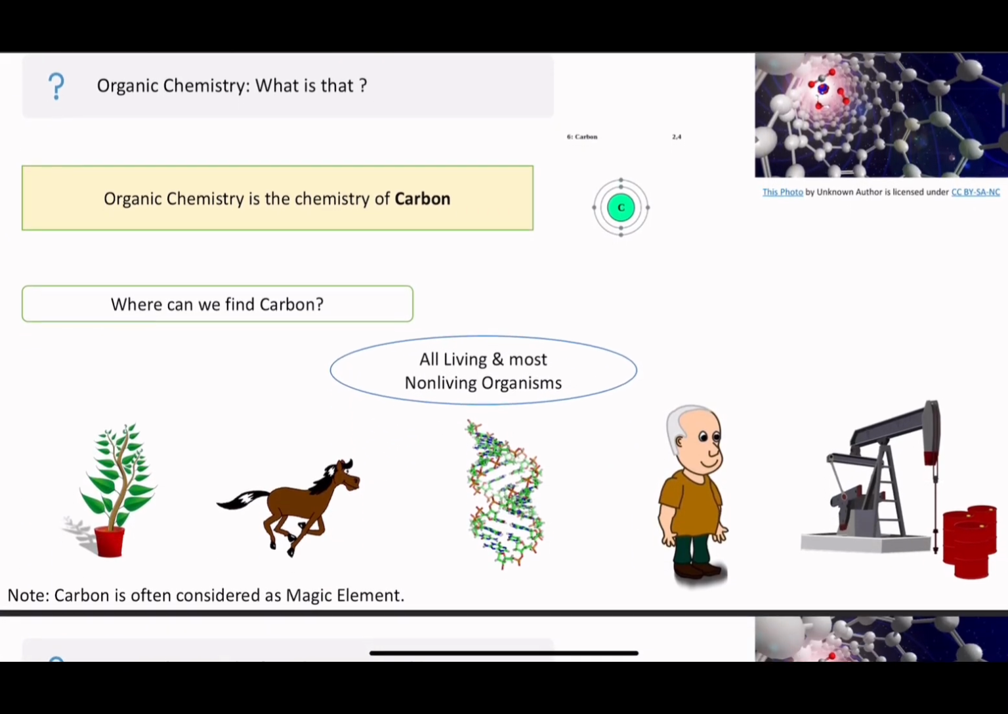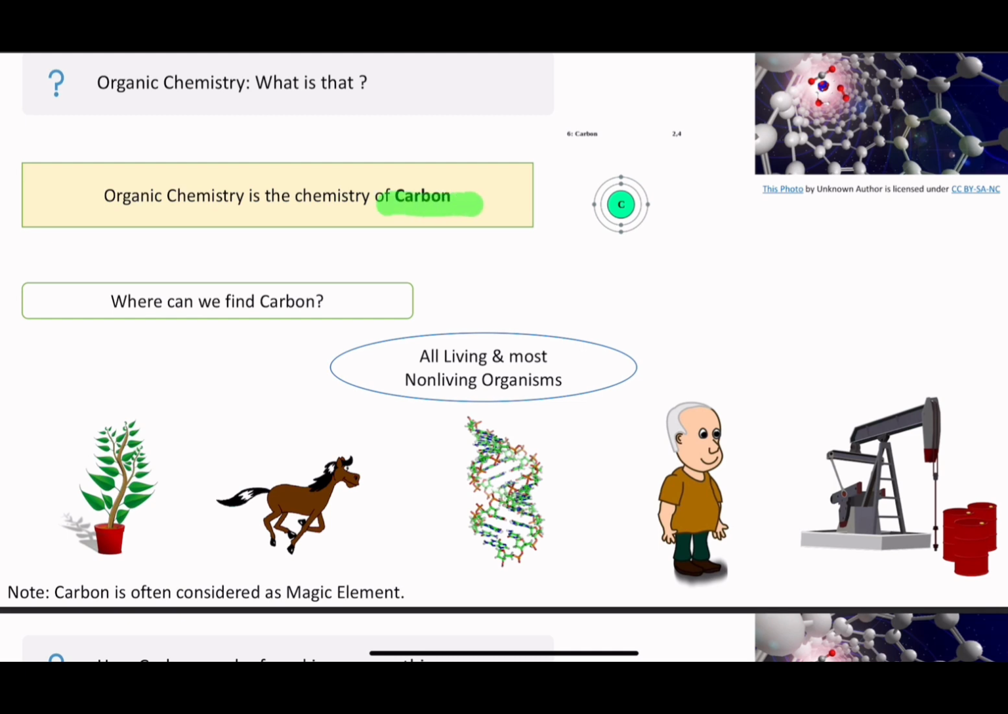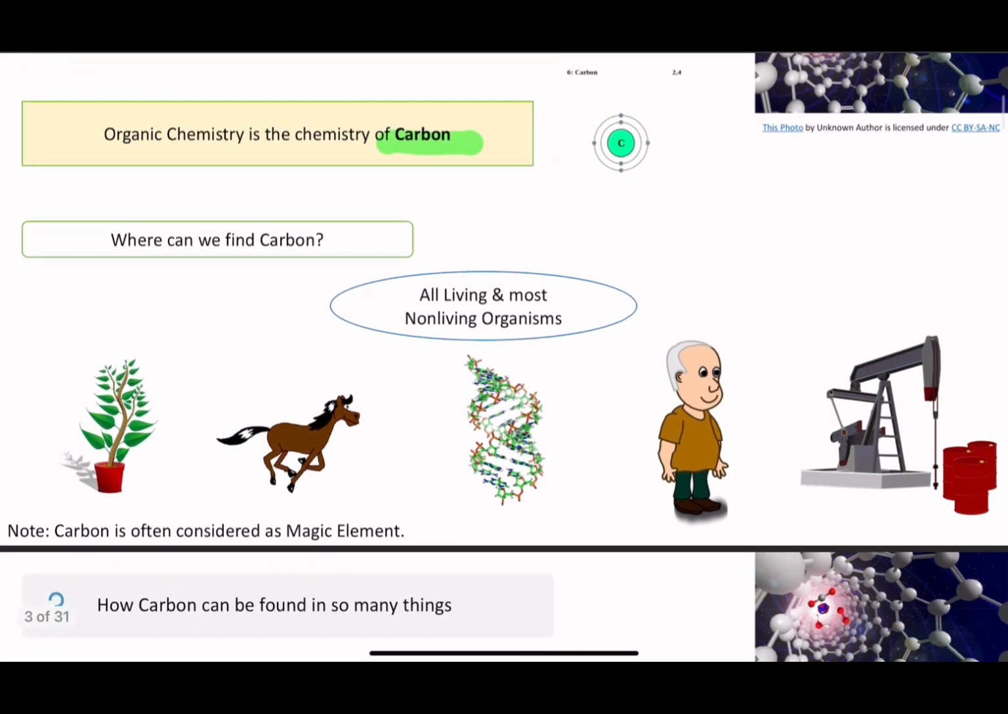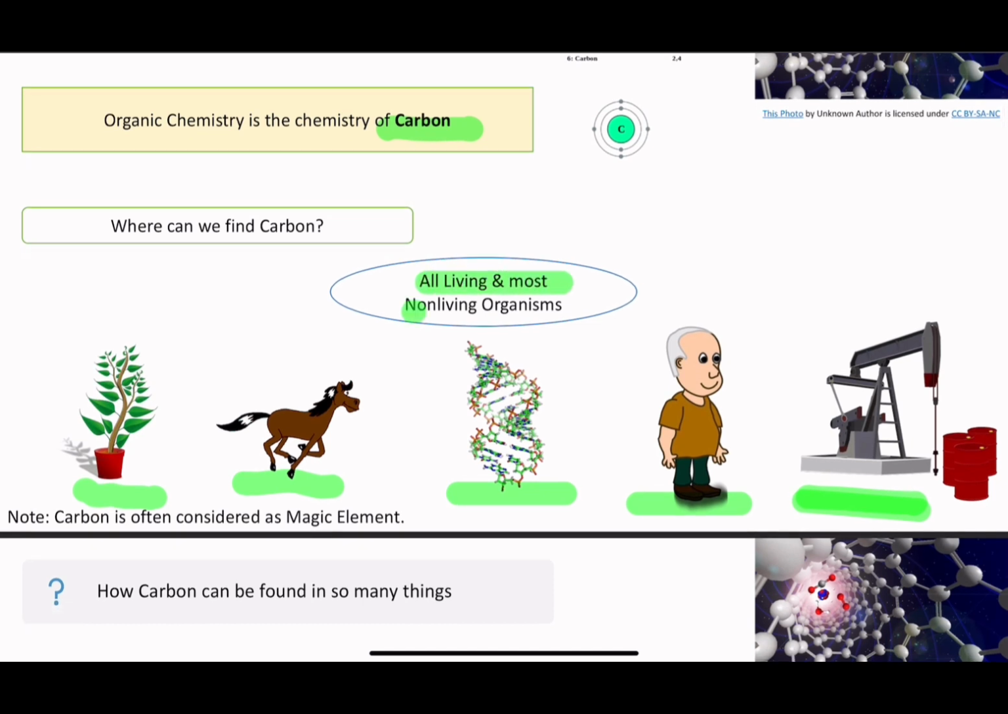So, what is carbon? We said in the class that we need to look at where we have carbon. We have carbon in all plants, in all living organisms. We have it in DNA. In every human being, we have carbon in abundance. We have it in organic products, also in petroleum products, as you can see over here. So, all living and most non-living things do contain carbon.